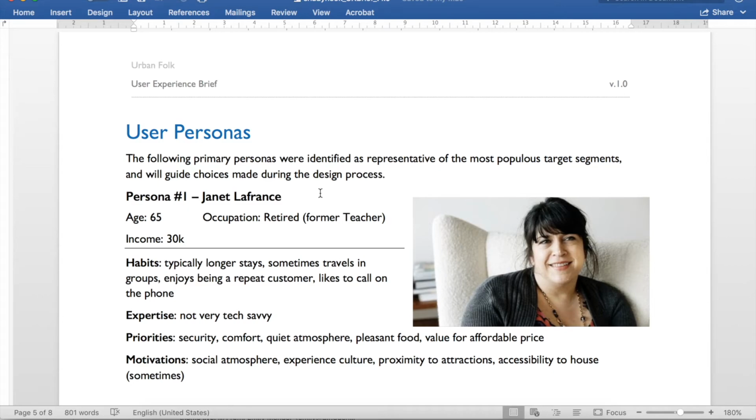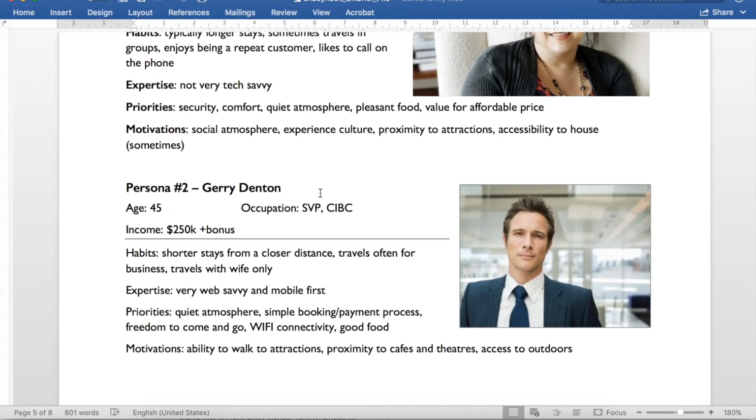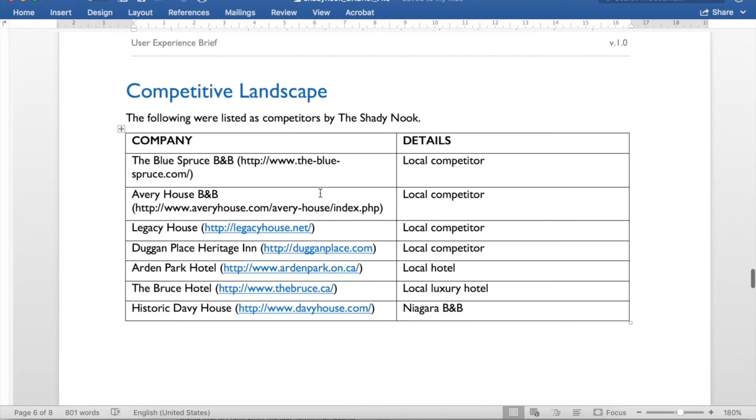The secondary persona is someone who is a little bit higher in income, in middle age, enjoys culture, but is traveling from a closer distance, has less time to spend. And the idea here is that they would likely attract someone who is a short train ride or a drive away from the Stratford area and community.